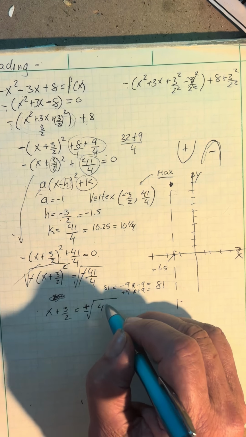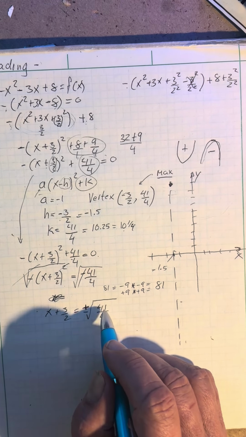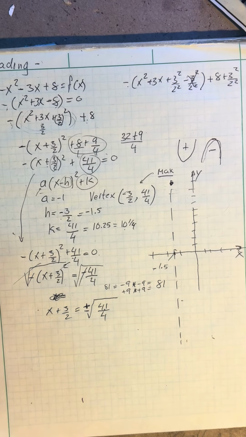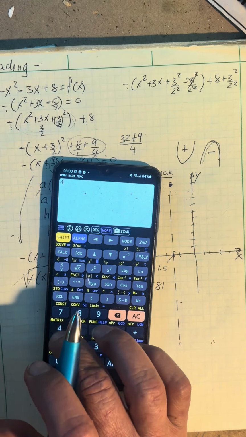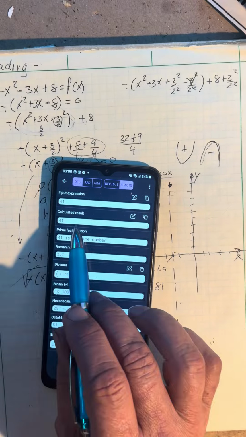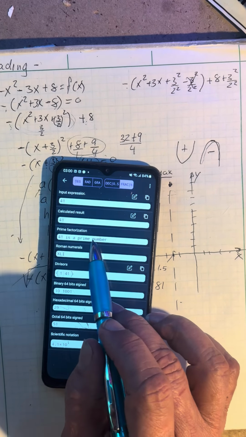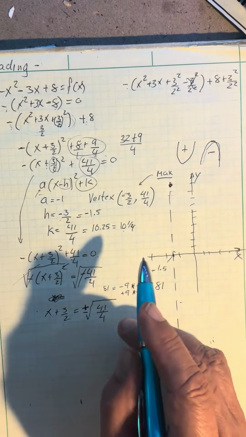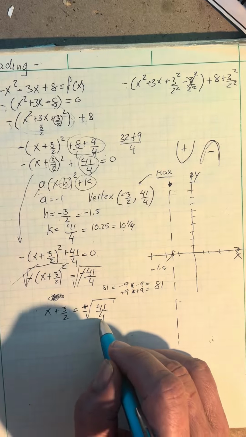So 41 divided by 4. This to me looks like a prime number. Let's take a look at what my handy dandy calculator tells me. 41. Calculate result, prime factors. It's a prime number. I knew it. Okay, so that means that it cannot be split. But we can do the bottom one.